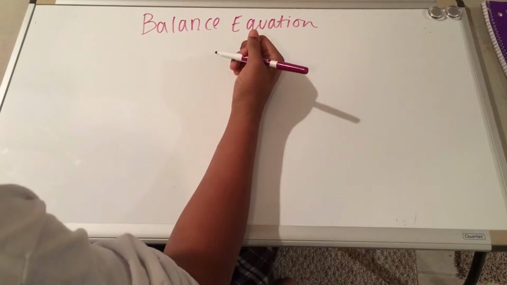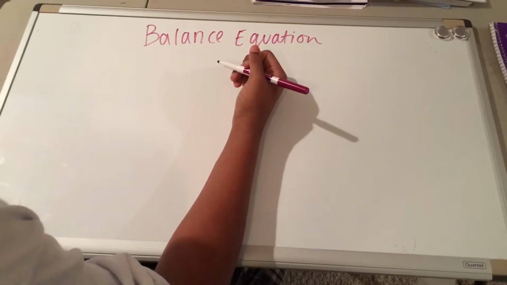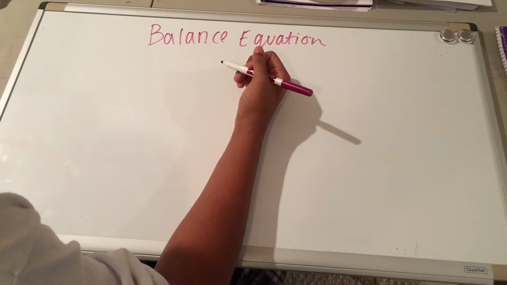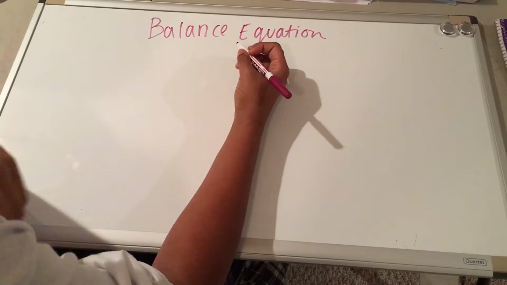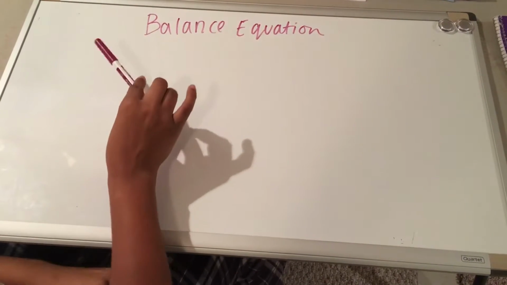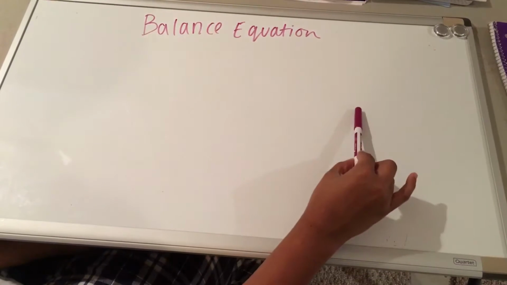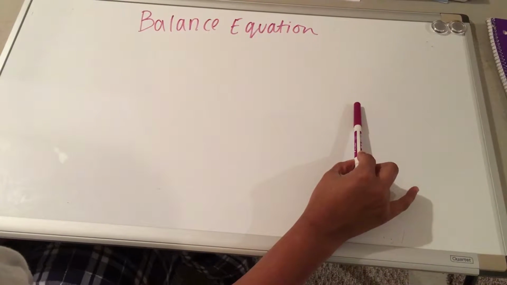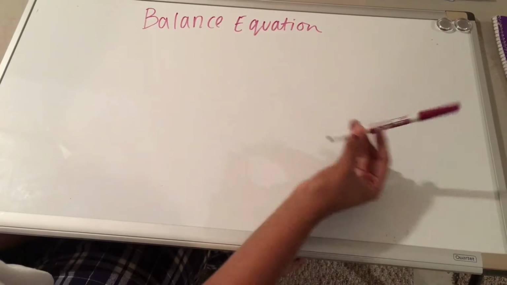So the important thing to remember when you're balancing equations is that the number of atoms of each element as a reactant is equal to the number of atoms of that element as a product. So basically that means that the number of atoms of an element on one side of the equation has to be equal to the number of atoms of that certain element on the other side of the equation.